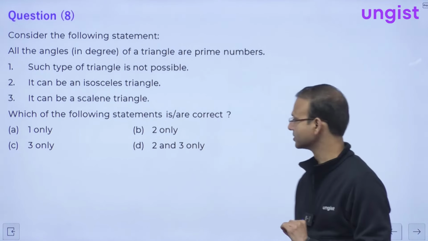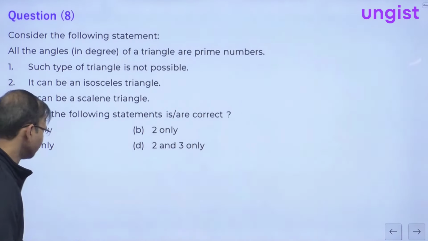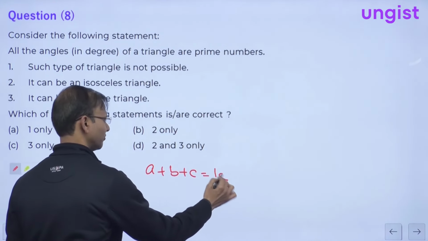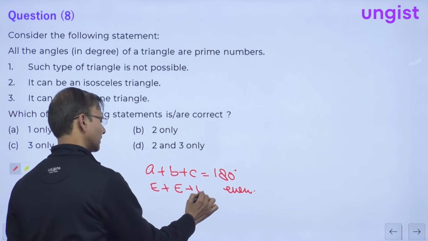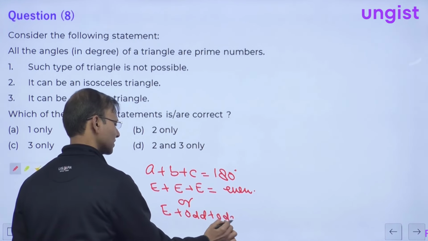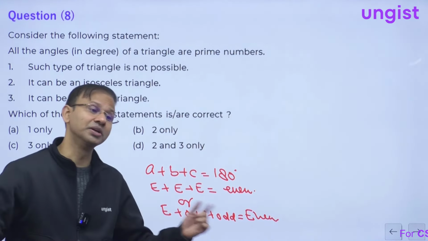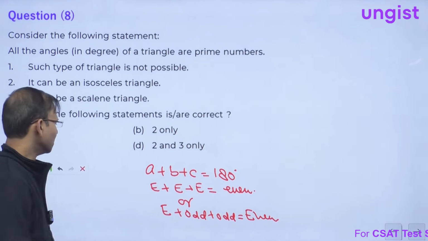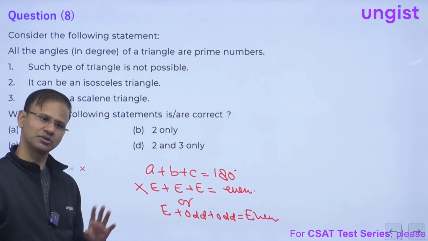Why? Because the sum of all the angles of a triangle is 180 degrees. Let's say these are angles A, B, C, so A plus B plus C should be 180. This is an even number. So even plus even plus even, or even plus odd, the sum will be even. So the question is trying to say the sum of three prime numbers is an even number. This case is not possible because 2 is the only even prime number. So 2 plus 2 plus 2 is equal to 6, it's not equal to 180.